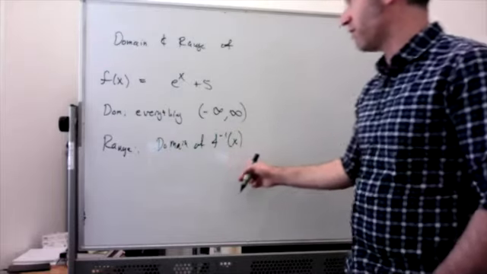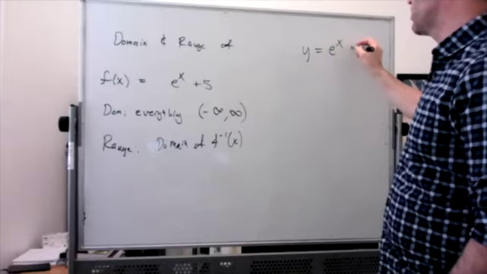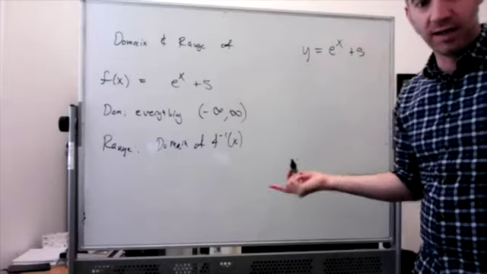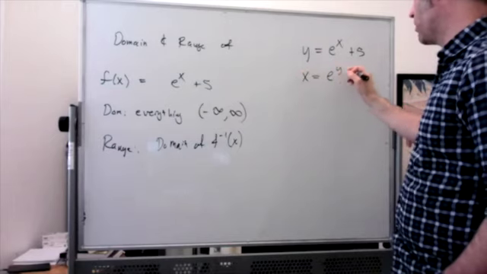So to find the domain of the inverse, we have to find the inverse. So I'm going to write y equal to e to the x plus 5. And I'm going to switch x and y. So x equals e to the y plus 5.